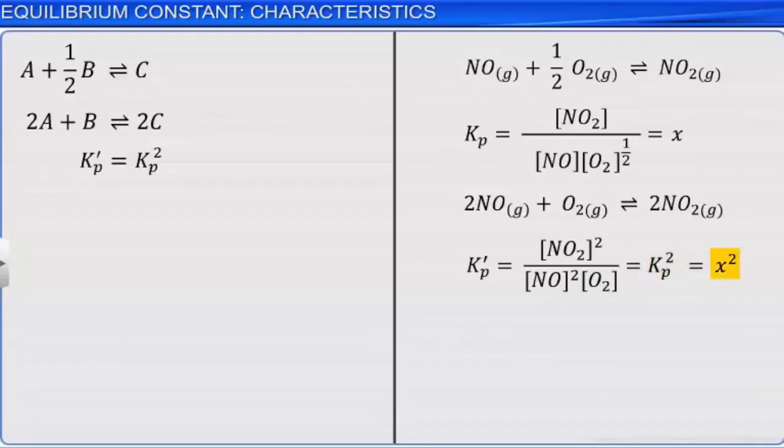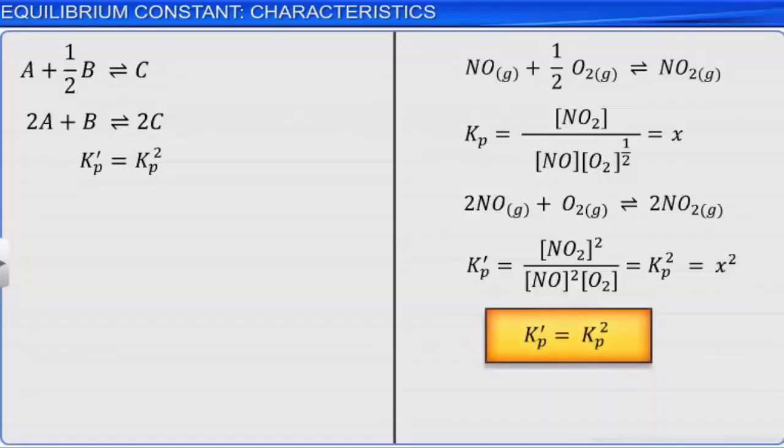Thus, you can say that the equilibrium constant for the second reaction, Kp', is equal to the square of the equilibrium constant of the first reaction.